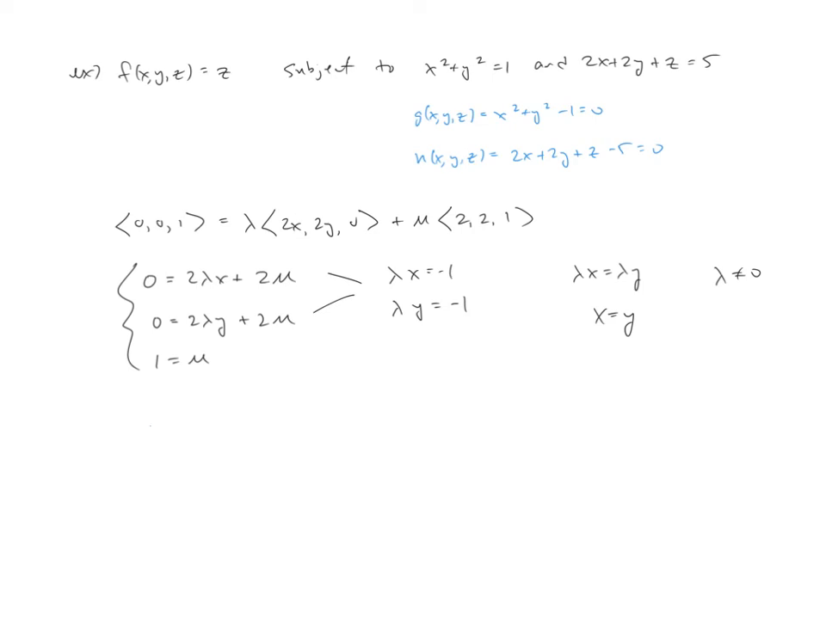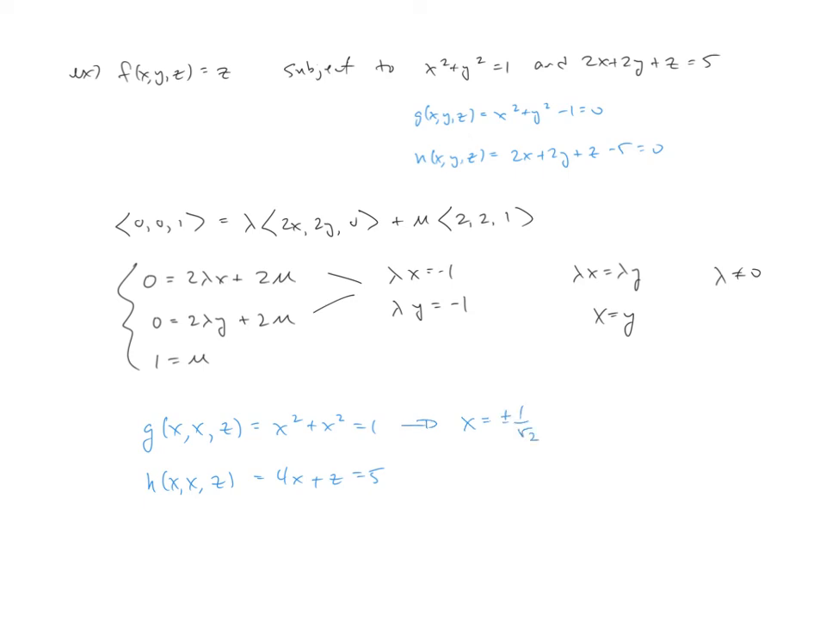Since x equals y, I'm going to now come back into both of these constraints. So the first one would look like this. g of x, x, z would be x squared plus x squared equals 1, and h of x, x, z would equal 4x plus z equals 5. Now, conveniently, in this particular problem, we're not going to have too difficult of a system to solve because this is already a single variable equation. When I solve this for x, we find out x equals plus or minus 1 over root 2.